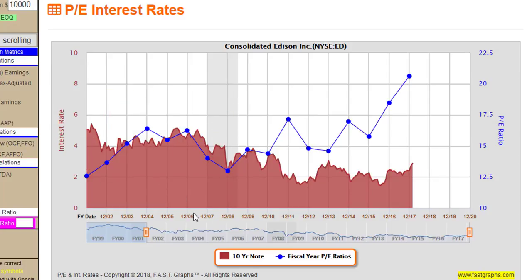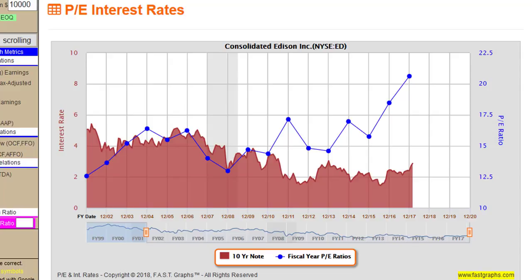The idea being that when interest rates are dropping, bonds and other fixed income instruments get less competitive. And a utility stock like Con Ed is kind of a quasi-fixed income instrument. It's low growth, higher yield, which has some of the characteristics of a bond. But then as interest rates kept dropping here, you can see that the PE ratio kept increasing. And that's kind of how this was designed originally, on the notion that there would be an inverse relationship between interest rates and PE ratios.